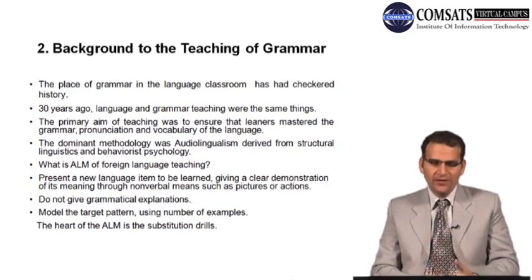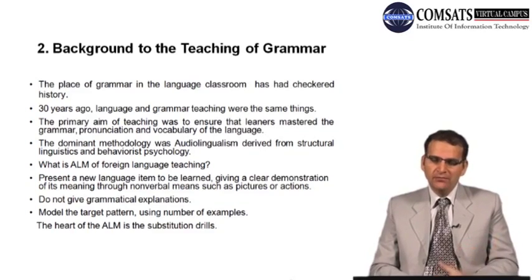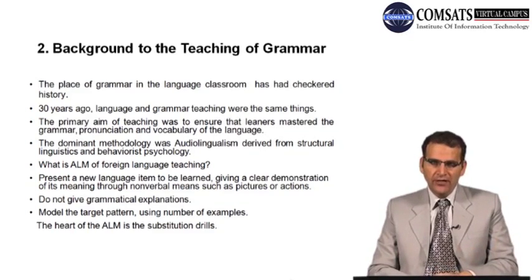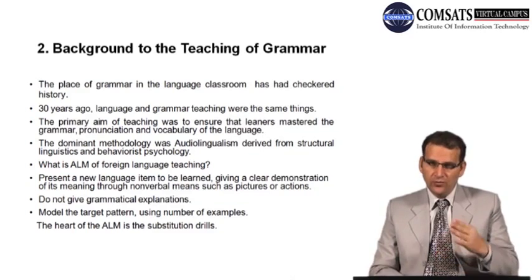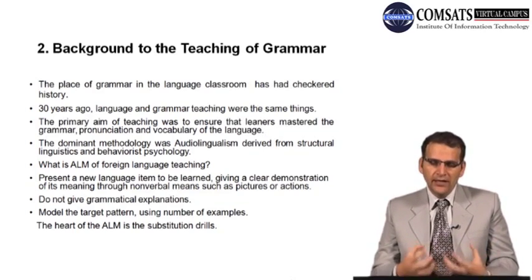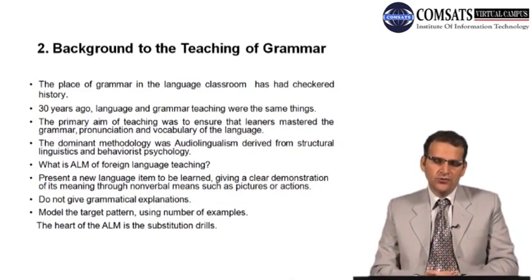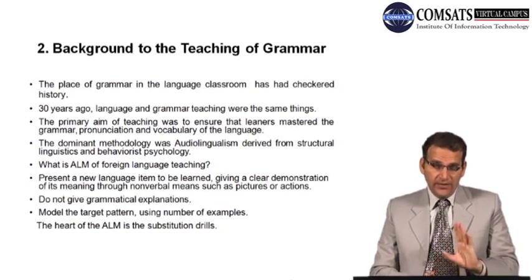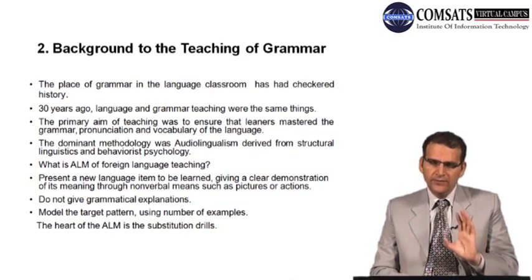So again, this was a long debate. That was the method ALM, for foreign language teaching, right? And the grammar teaching, we were talking about that. The primary aim was to master all these areas of language. So then ALM says: present the new language to be learned, giving a clear demonstration of its meaning through non-verbal means such as pictures or stories. And then ALM says do not give grammatical explanation.